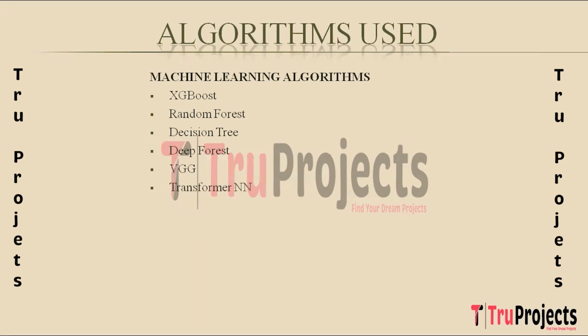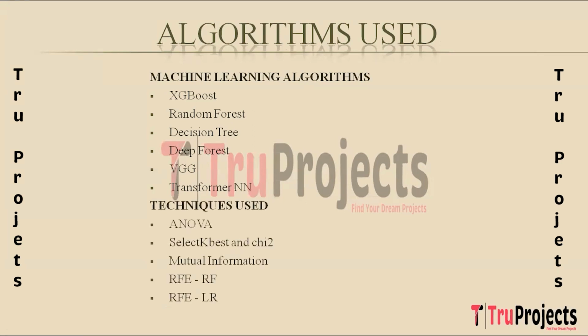The next algorithm built is Transformer NN, that is Transformer Neural Network. So Transformer NN use self-attention mechanisms for sequential data. In this project, they prove effective for capturing dependencies in features crucial for understanding the sequential nature of malware data.